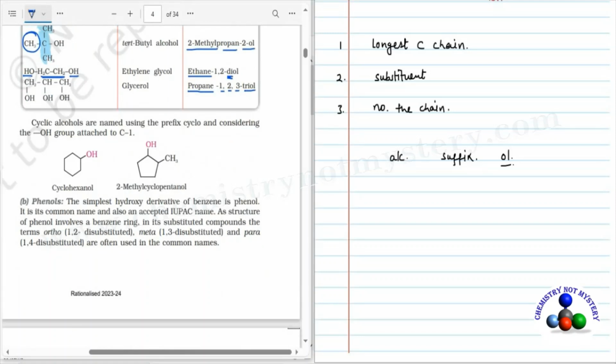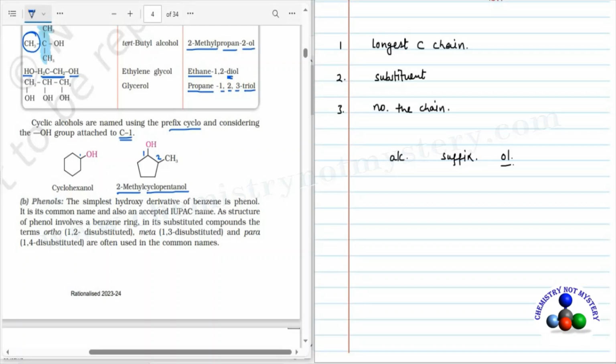Now come to the cyclic alcohols. They are named using the prefix cyclo and considering the OH group attached to carbon 1. This means wherever the OH group is bonded, it will be considered at the first position. For example, in the first case, it is cyclohexanol. In the second example, OH is bonded to this carbon, so this carbon will be considered as 1 and this will be the second carbon. So the name of this molecule will be 2-methylcyclopentanol.